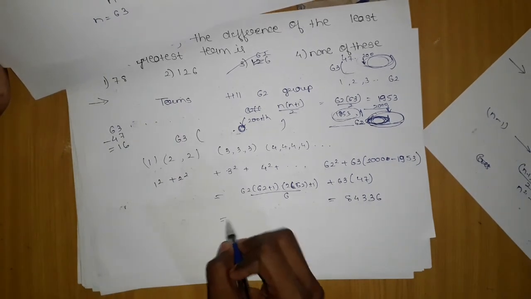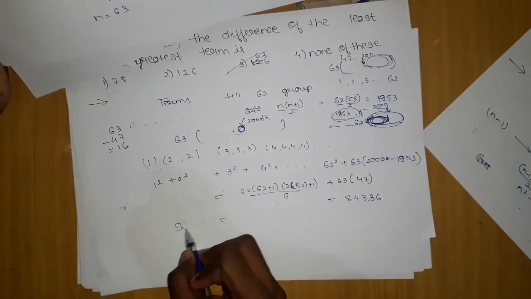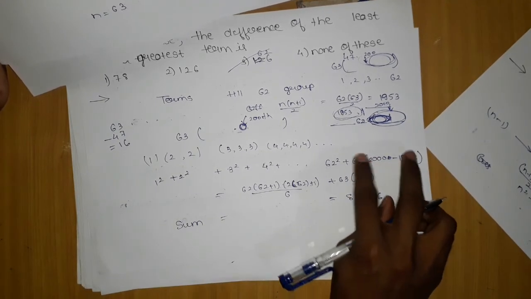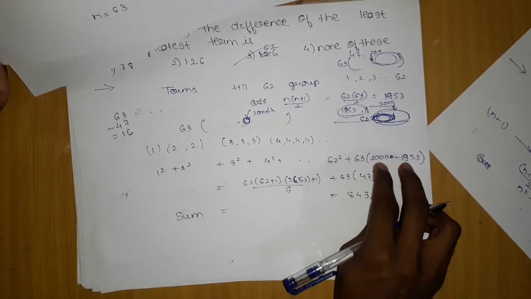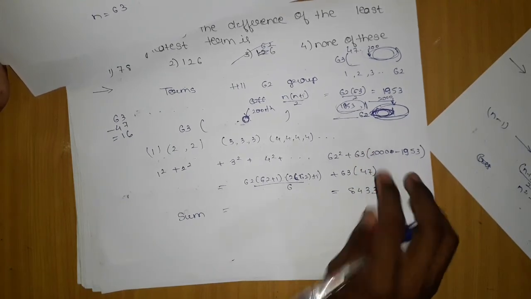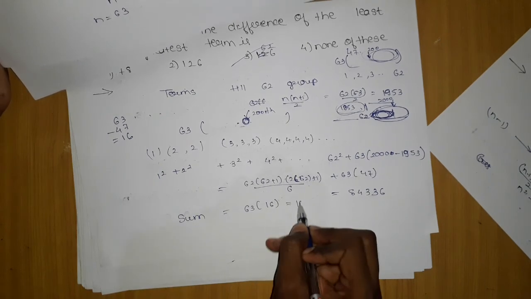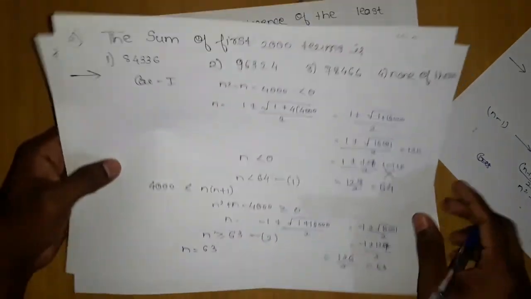So how many terms are there? Okay, the sum. How did we get the sum? We got the sum by multiplying the number of terms in the group by that group number, which is 63. So here in the 63rd group, the number of terms is 16, which if I multiply gives 1008. Now let's see the first question.